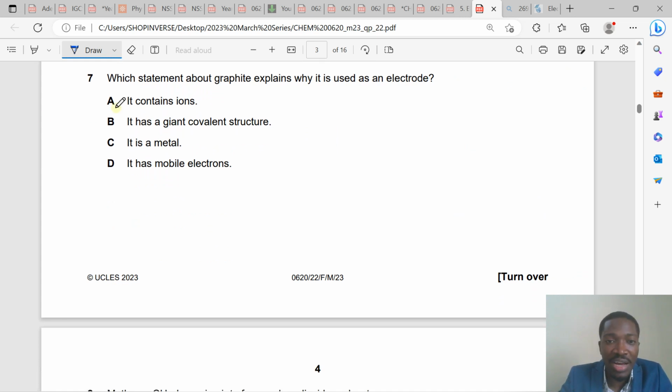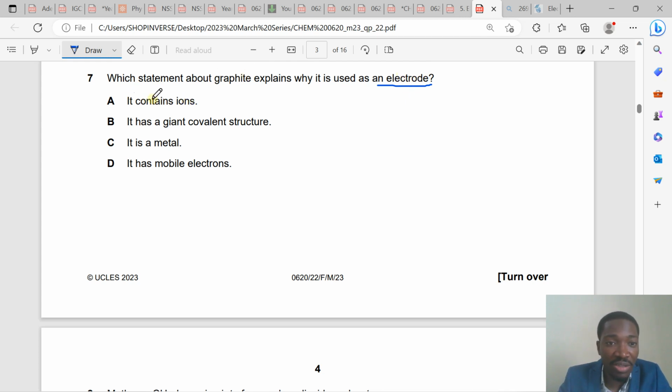Which statement about graphite explains why it is used as an electrode? Graphite, that is the only state in which carbon can exist and they have free electrons for conduction of electricity. Yes. So graphite is the only form of carbon that can conduct electricity. Do not forget that carbon can exist in the form of graphite. It can also exist in the form of diamond.